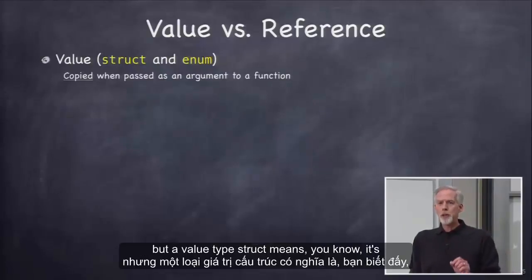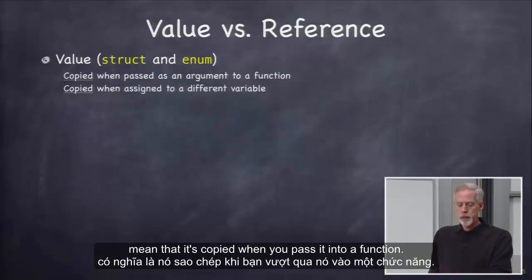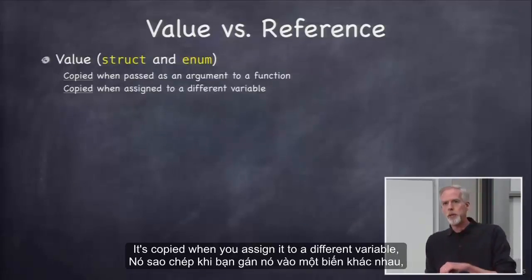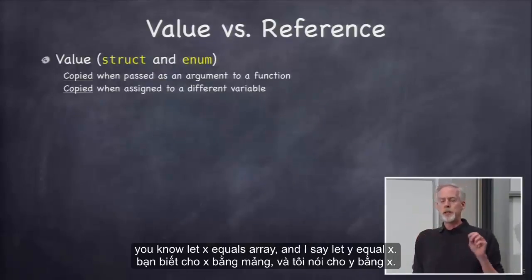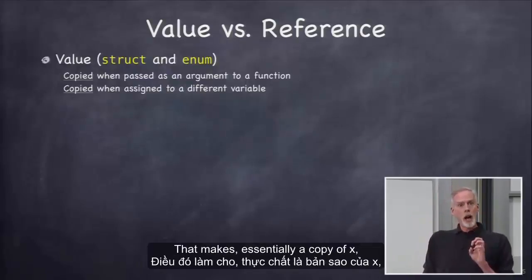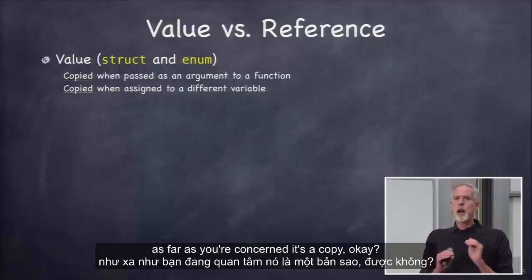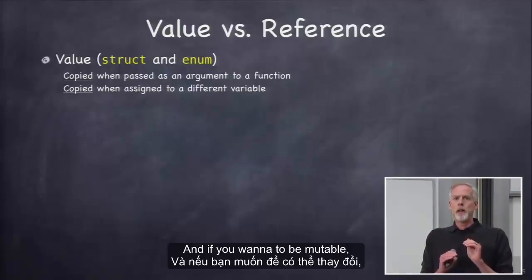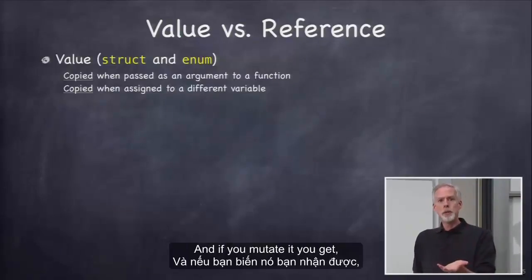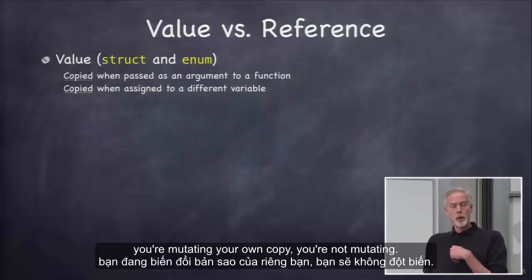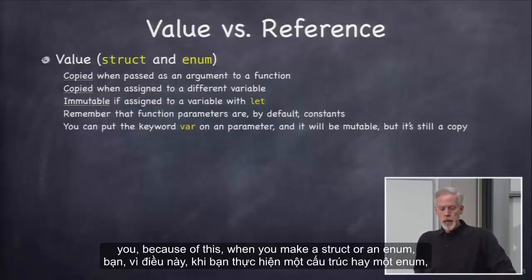But a value type, structs and enums, means that it's copied when you pass it into a function. It's copied when you assign it to a different variable. This one especially gets people, they don't understand this. If I have, let x equals array, and I say let y equal x, that makes essentially a copy of x. Now, that copy might be lazy behind the scenes, but as far as you're concerned, it's a copy. Okay? And if you want it to be mutable, you could copy it into a var instead of a let, and now you could mutate it. And if you mutate it, you're mutating your own copy. You're not mutating what the other one pointed to. Okay?